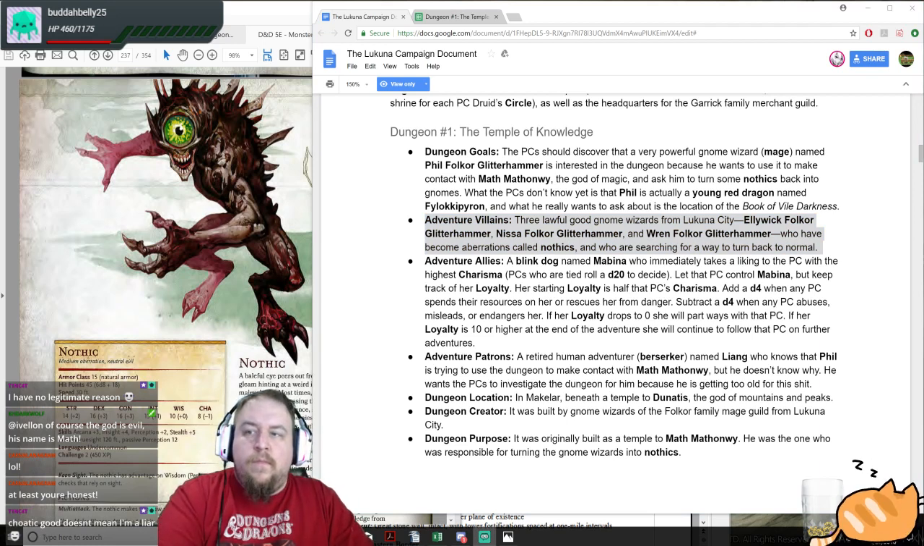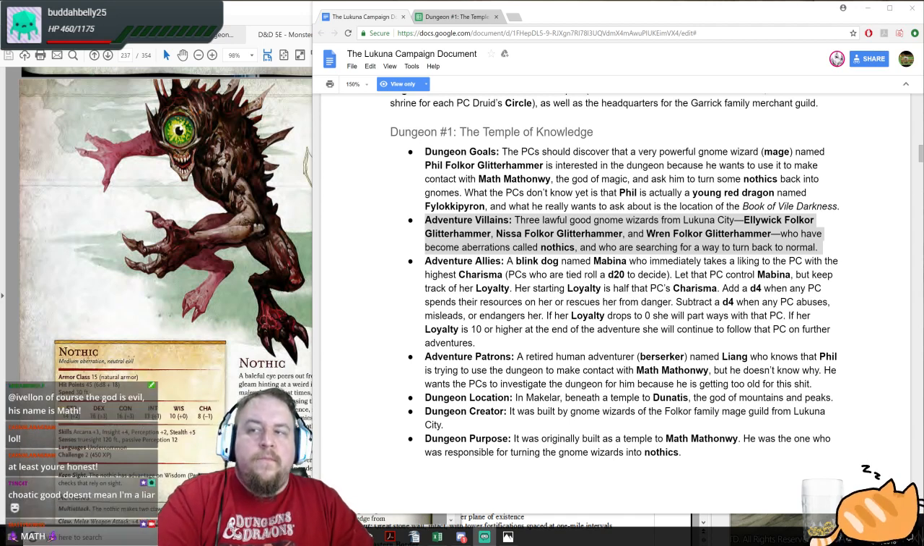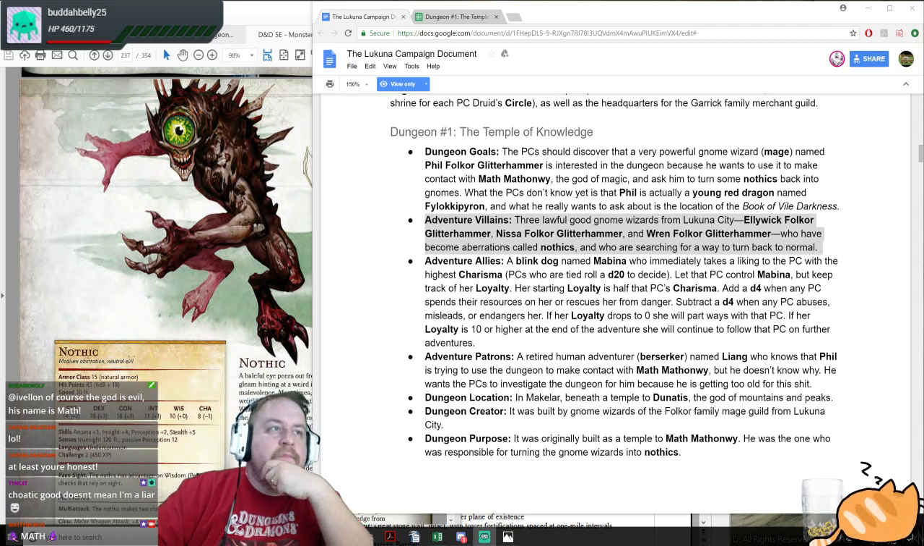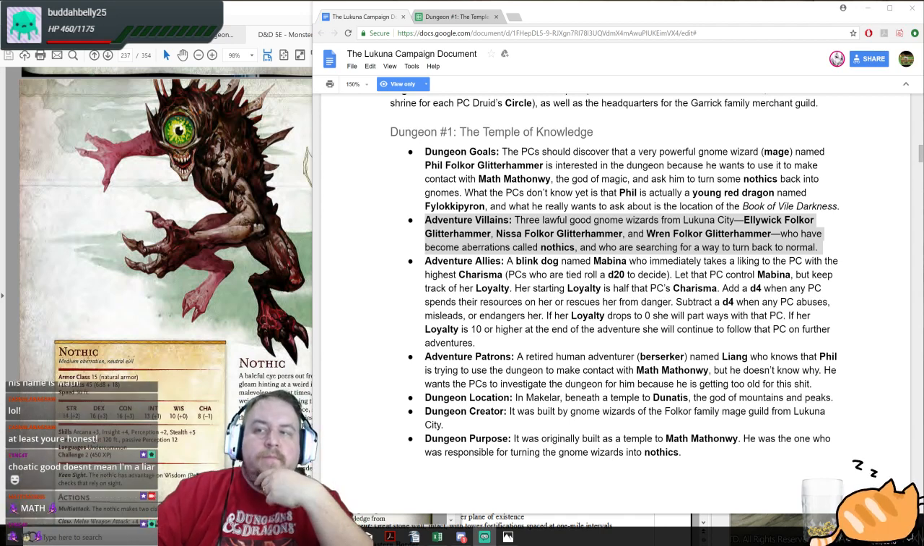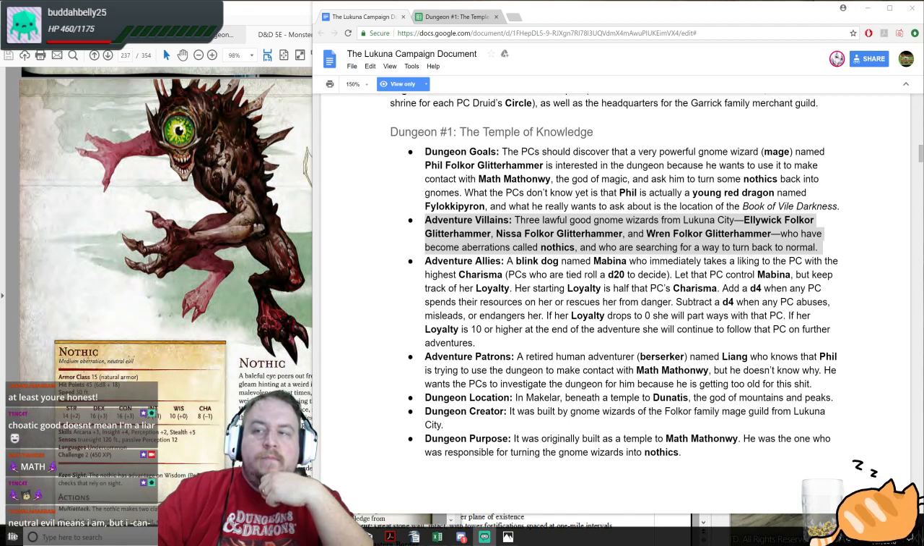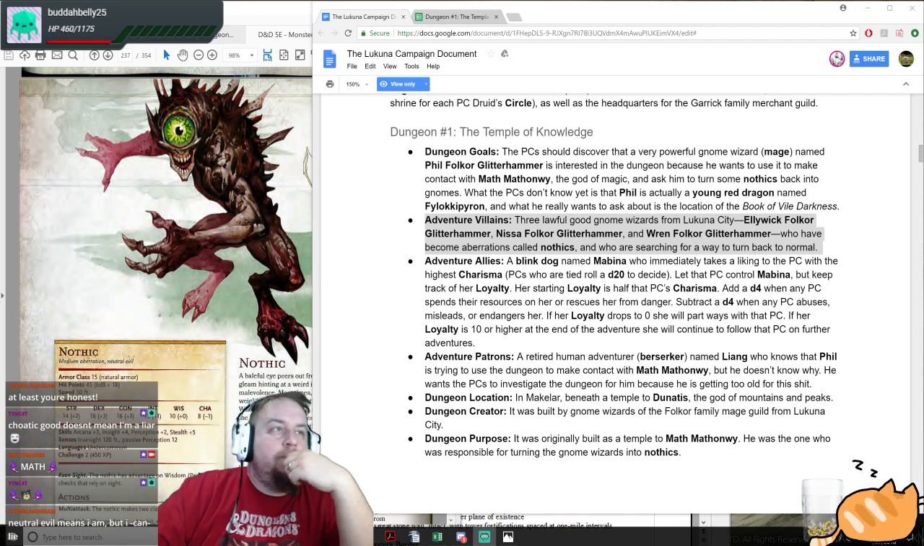And the Fullcores are just like the Garricks from McKellar. The Fullcores are gnome wizards. They're a family of gnome wizards from Lukuna City. They're basically the Mage Guild, which is why he pretends to be one, because he's a powerful gnome wizard. So that's what I added to the dungeon creator portion.